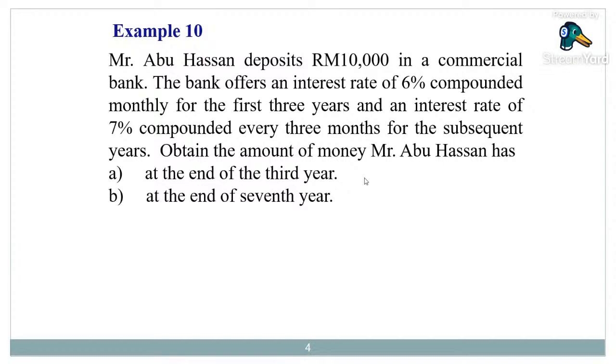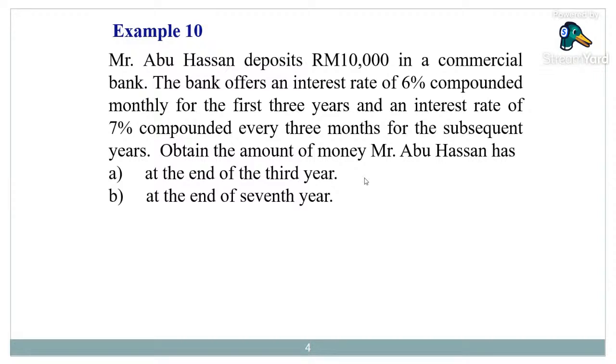Okay, kita teruskan dengan example 10. Mr. Abu Hassan deposit 10,000 in a commercial bank. Okay. So, in a commercial bank, dia simpan duit 10,000. The bank offers an interest rate of 6% compounded monthly. Setiap bulan compounded for the first 3 years and interest rate of 7% compounded every 3 months for the subsequent years.